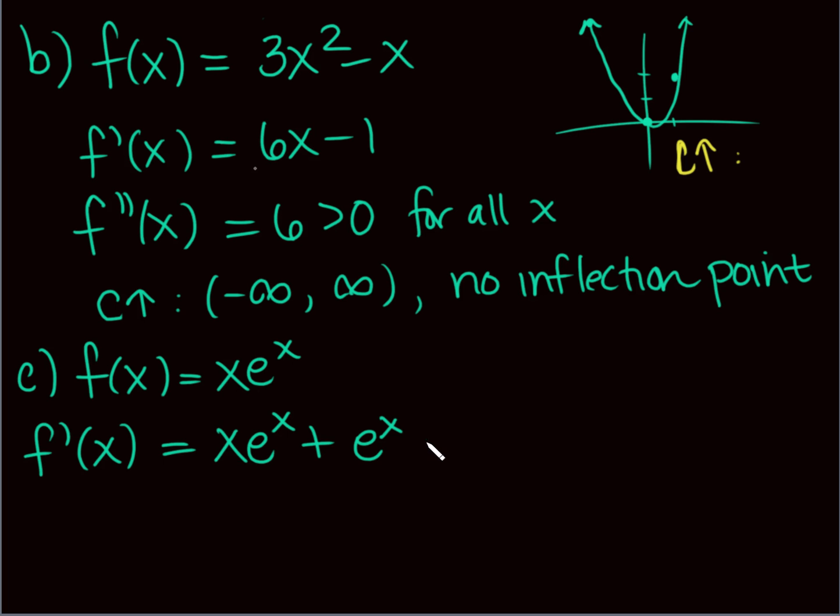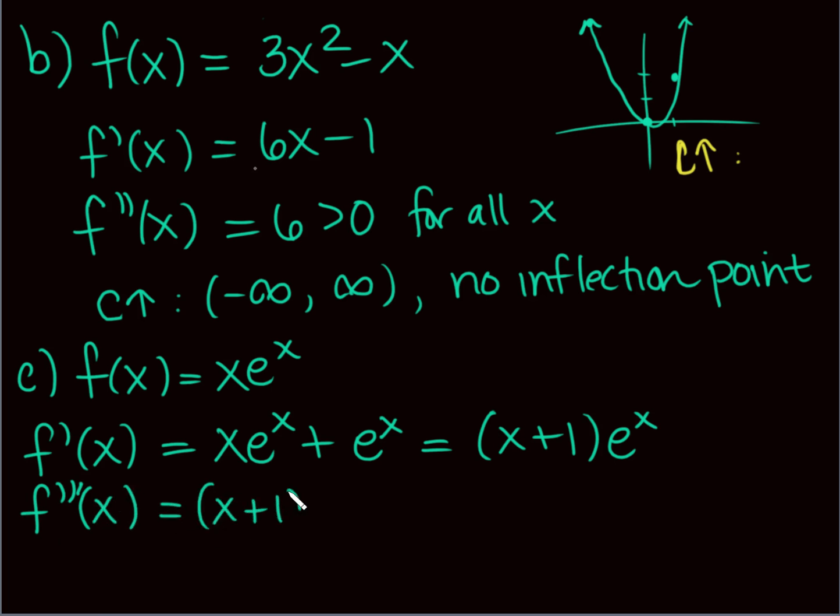You could factor out that e to the x. Let's go ahead and do that because I know I'm taking the second derivative, so I don't know if that's going to help or not, but let's do it. F double primed of x then. What's the second? Again, I'm finding intervals of concavity. Leave the first.